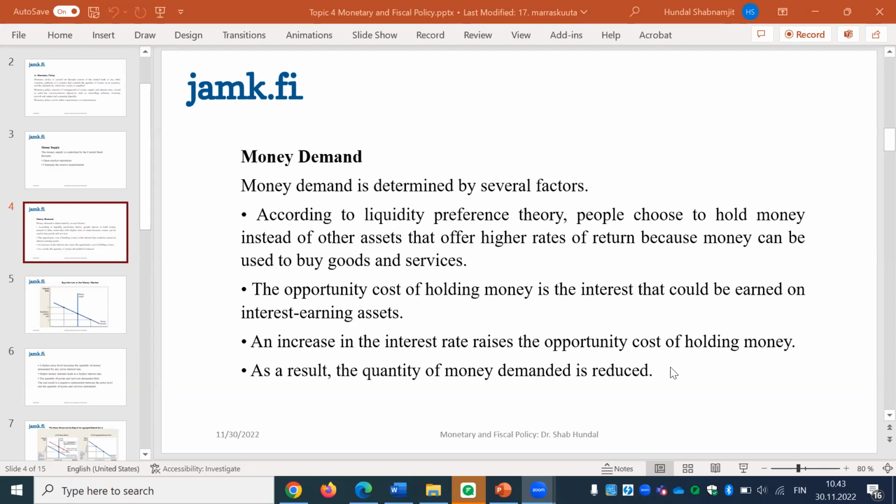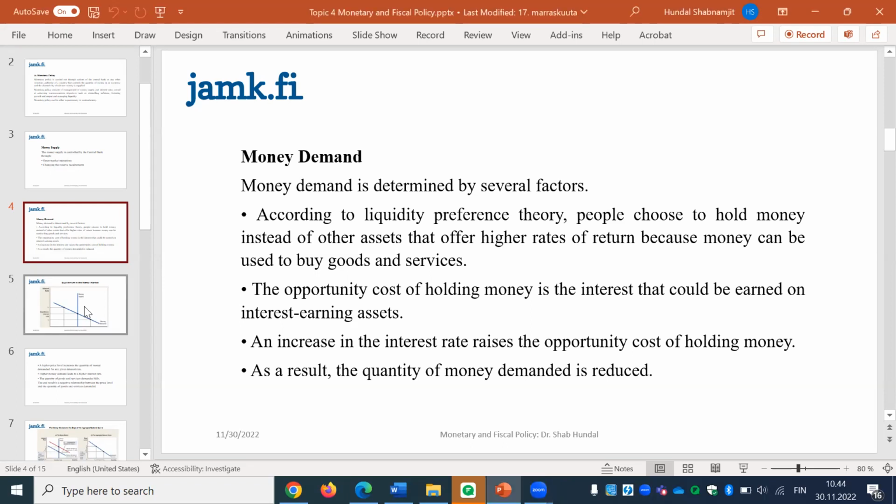The higher the rate of interest, the greater the opportunity cost of spending or holding money. When there is 0% interest, there is nearly no opportunity cost, because money in the pocket or in the bank makes no difference. So an increase in the interest rate raises the opportunity cost of holding money, and as a result the quantity of money demanded is reduced. As the interest rate goes up, the demand for money goes down.